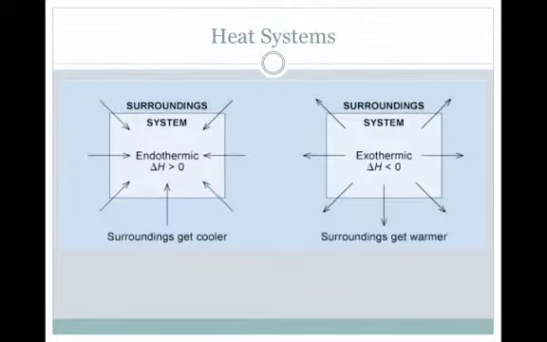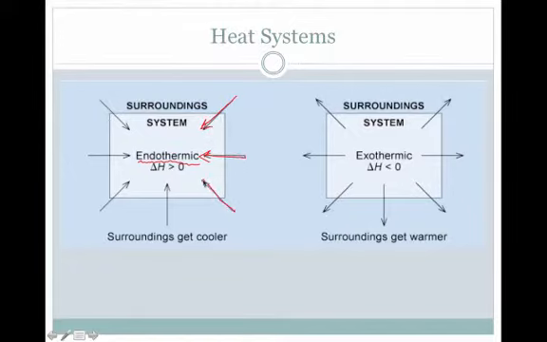Just like we started our other videos, let's talk about this idea of a system versus surroundings, the idea of heat moving in versus heat moving out. In this first box over here on the left, we have a reaction or a process that is endothermic, meaning that heat is being drawn from the surroundings into the actual system.